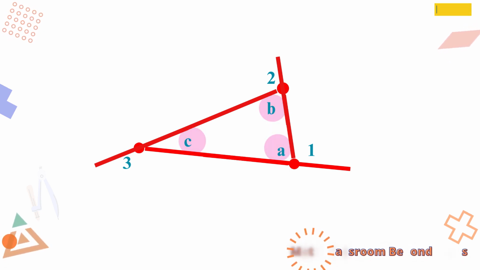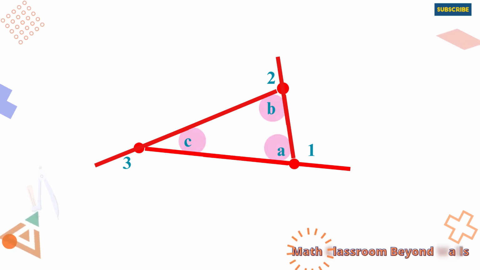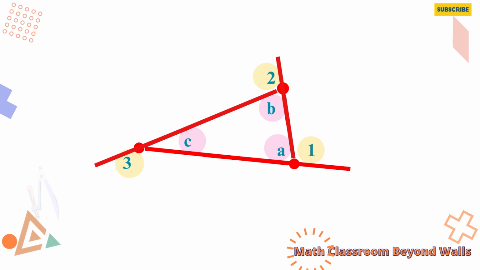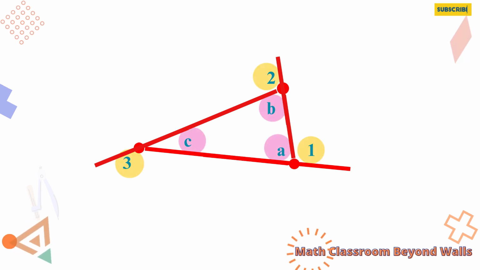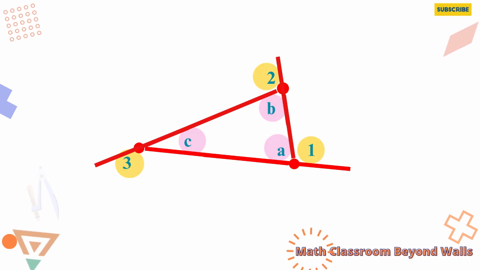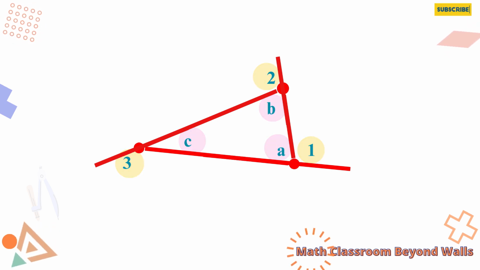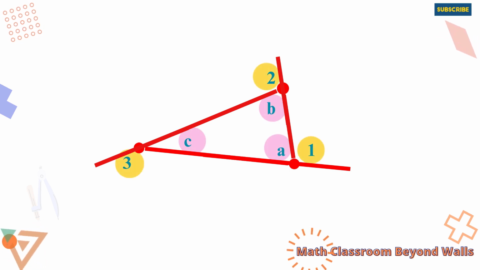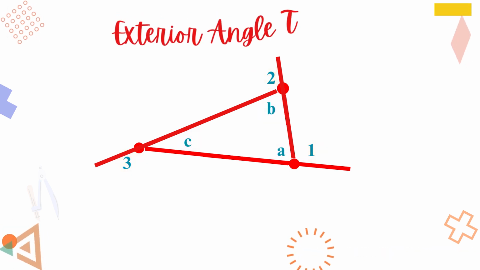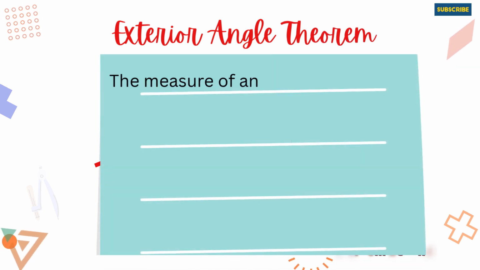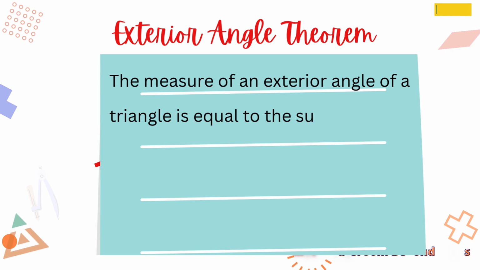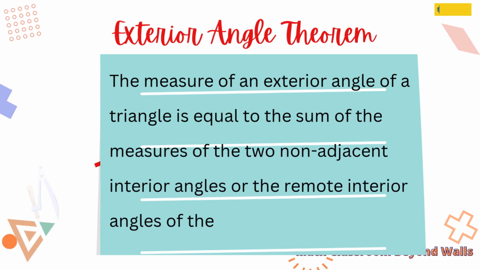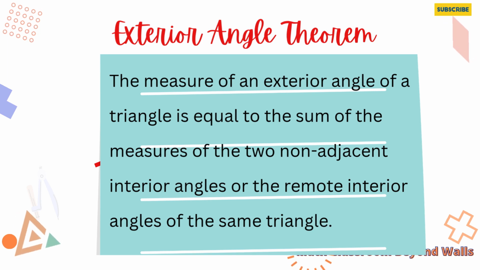Angles A, B, and C are interior angles of the triangle, whereas angles 1, 2, and 3 are exterior angles to the same triangle. Between these interior and exterior angles, there exists a relationship which helps us determine the measure of an exterior angle of that triangle. This relationship is laid out in the exterior angle theorem, which states that the measure of an exterior angle of a triangle is equal to the sum of the measure of the two non-adjacent interior angles or the remote interior angles of the same triangle.